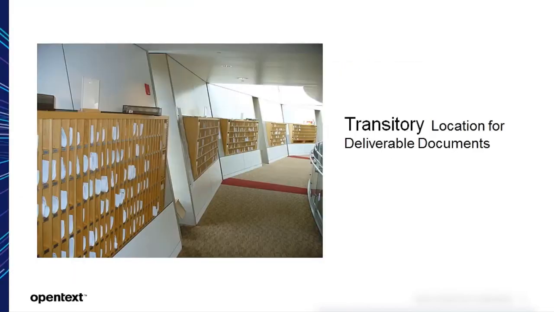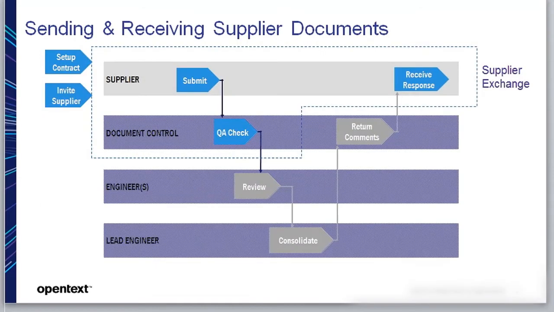One important factor to be aware of with Supplier Exchange is that it is not in itself designed to be a system of record. Supplier Exchange is designed to be the transitory location for deliverable documents as they are provided by third parties, but before they are ingested into the system of record. Once documents have been approved within Supplier Exchange, the content is then transferred into the ECM system for the engineering project. The end-to-end process often starts in Supplier Exchange, but then goes into the engineering ECM system to allow engineers to do full reviews of deliverable documents.